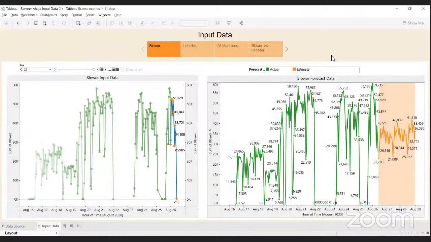Quickly going to start with the input data. In the presentation I said that we have analyzed the input data in two stages, two machines: the blower and the labeler. So this first chart talks about the blower performance hourly. The first one I'm just going to show you in animated view.